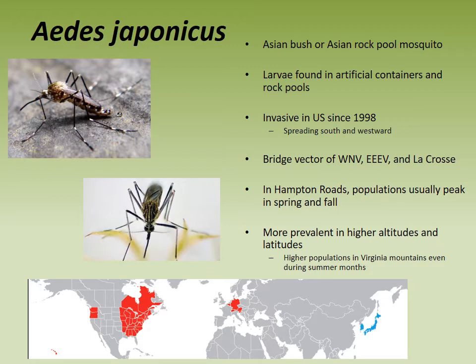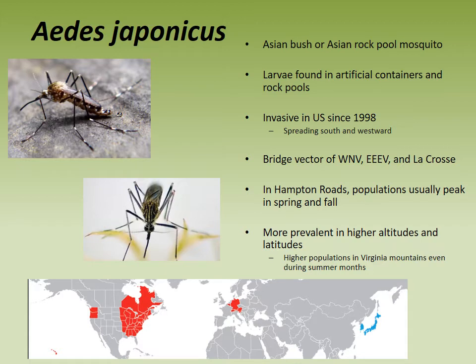The next mosquito is Aedes japonicus, also known as the Asian bush mosquito or the Asian rock pool mosquito. Larvae are found in artificial containers and rock pools. In Hampton Roads, we do not have many rock pools, so most of these you'll find in artificial containers. But in the western portion of Virginia, there are lots of rock pools, and in those niches you will find lots of the larvae of this species.